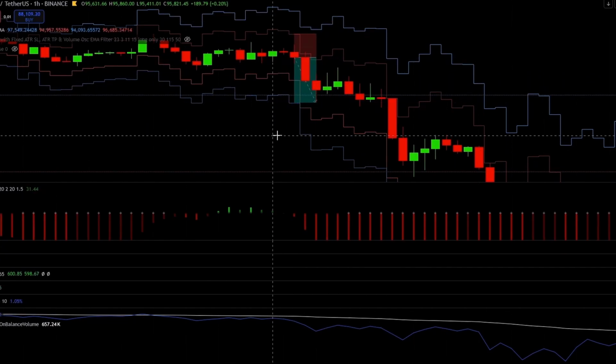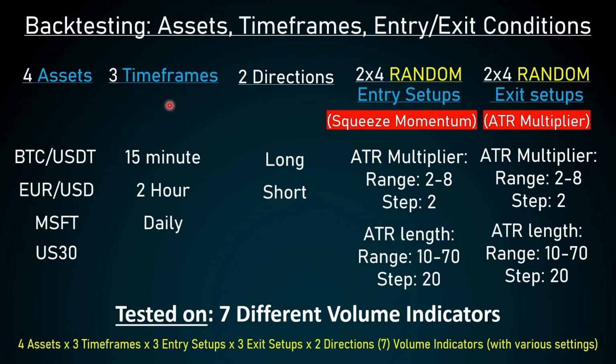Okay, so those are all the volume-based indicators that we will test and how we will test them. Now let's see the asset, timeframes, entry and exit conditions. So I will be testing 4 assets, just like before: the Bitcoin USDT, the Euro USD, the Microsoft and the US30. I will test 3 timeframes, 15-minute, 2-hour and daily, and 2 directions, obviously long and short. For entry, we will use the squeeze momentum and the setups listed below.